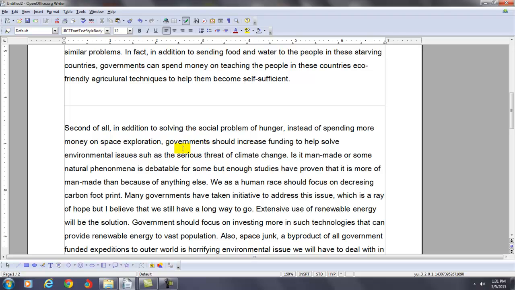And I think what you're saying here doesn't really help. Whether it is man-made or a natural phenomenon is debatable for some. So I'm going to say not even worry about that.